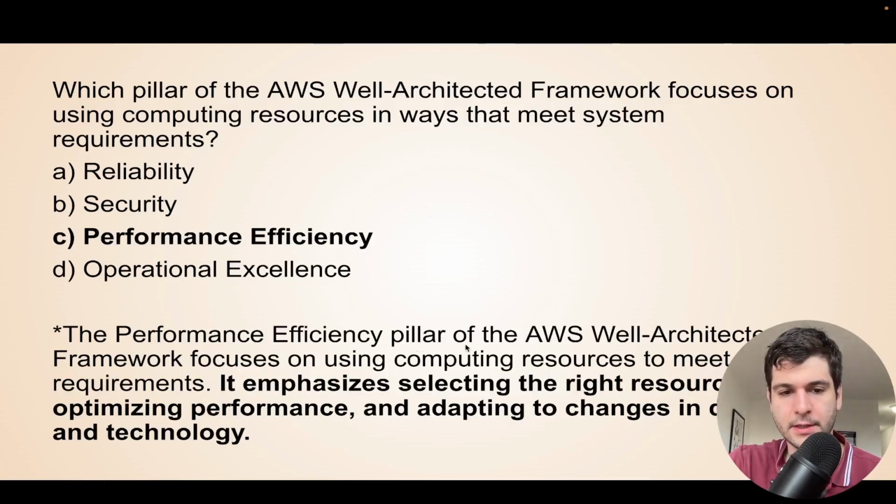So the performance efficiency pillar of the AWS Well-Architected Framework focuses on using computing resources to meet system requirements. So it's emphasizing the right resources, optimizing performance, and adapting to changes in demand and technology. Another way you can think about it is that we're making sure that we're not over provisioned or under provisioned, that we have the right amount of, say, EC2 instances or whatever resource to meet our system requirements. All right, next question.